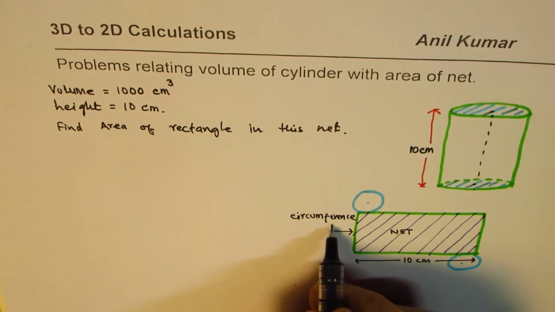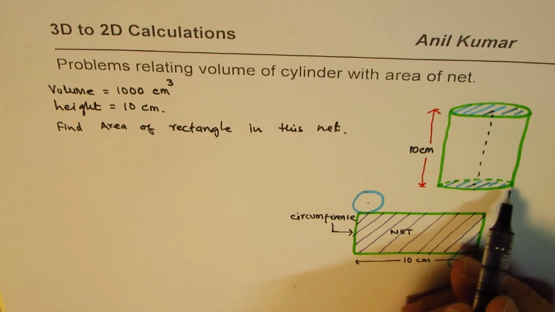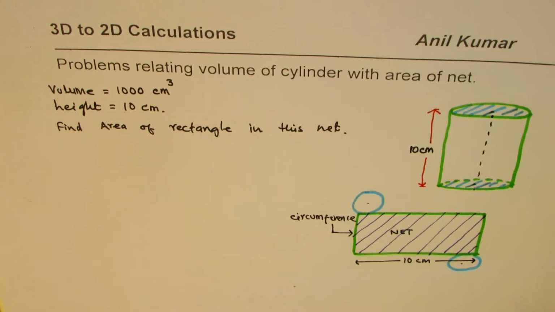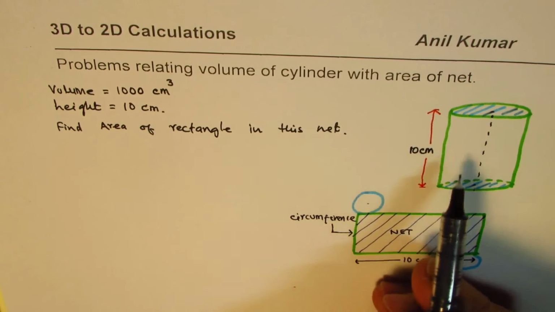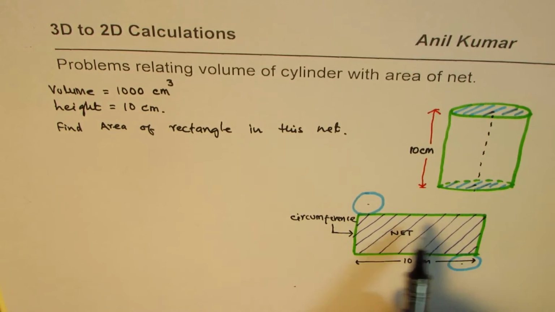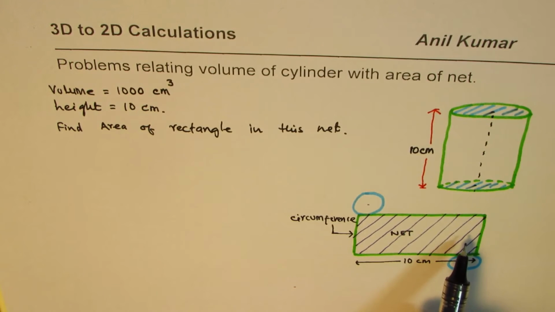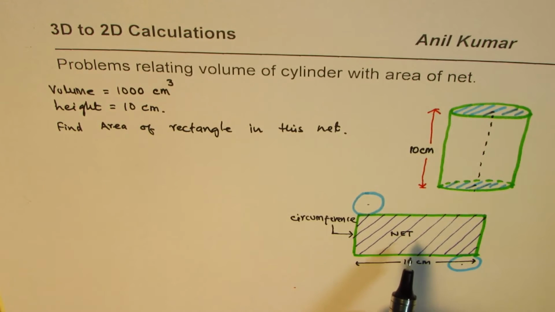Is it okay? So this width is the circumference of your top or bottom part. Once you get the circumference, multiply by the length, which is already given to you as a height, and you get the area of the rectangular piece, right? So I hope you understand the concept. So that is the concept.